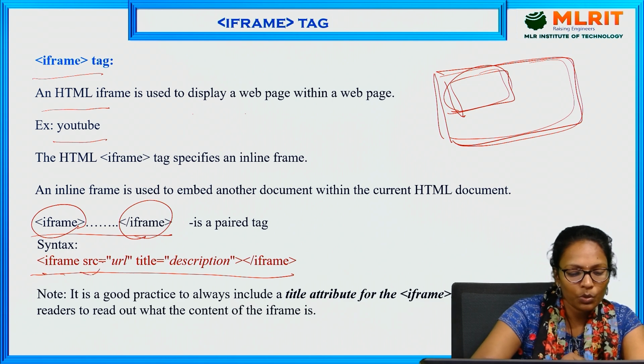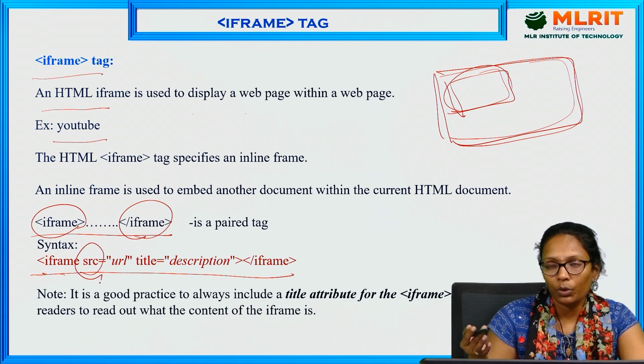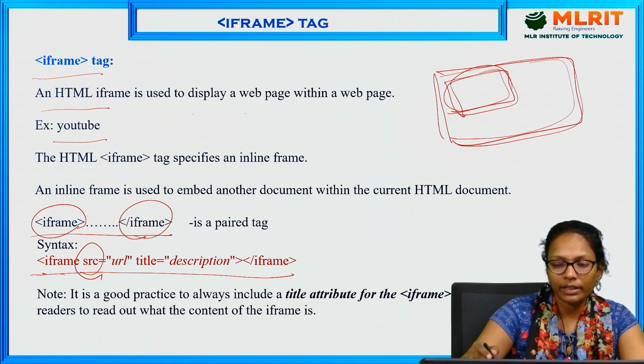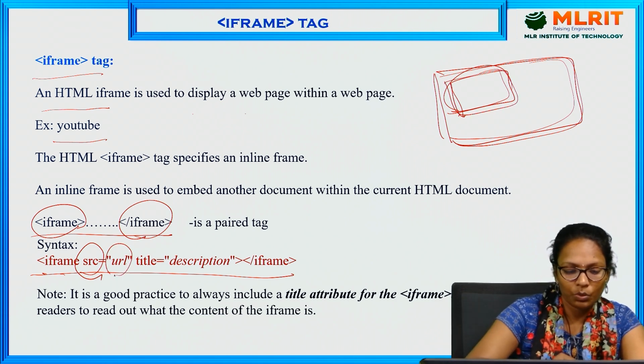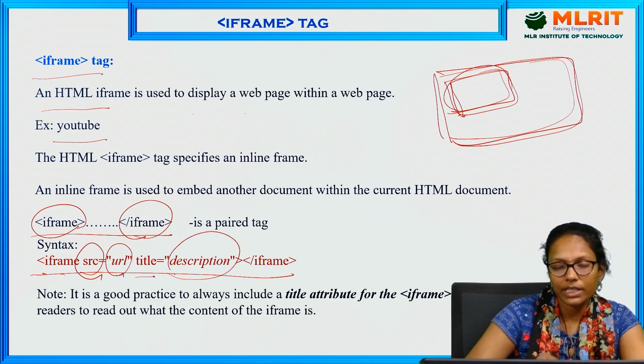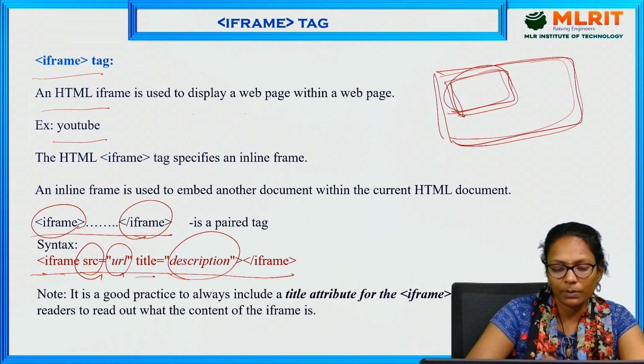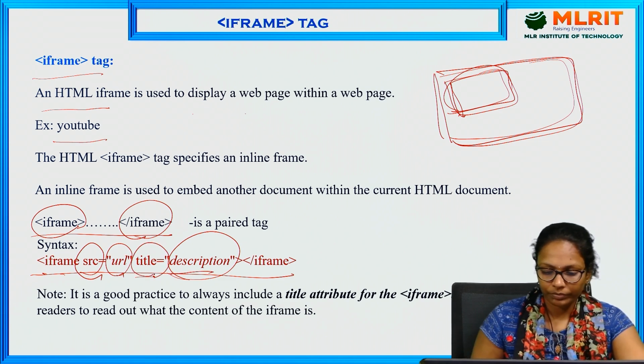So iframe source, what is the source? I mean, which file I want to display over there, whether you want to display an image or a video, whatever you want to display inside this frame. That is nothing but source. And title is nothing but a description about that frame. So whatever you are displaying in that frame, that description you need to give under title.